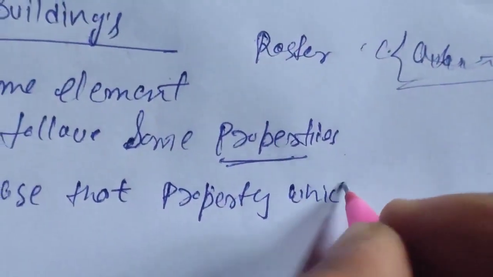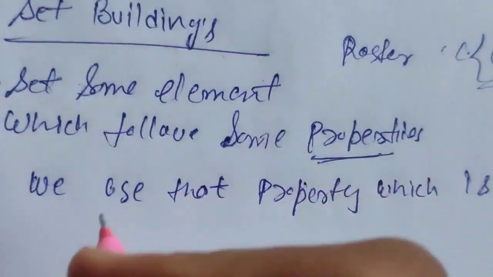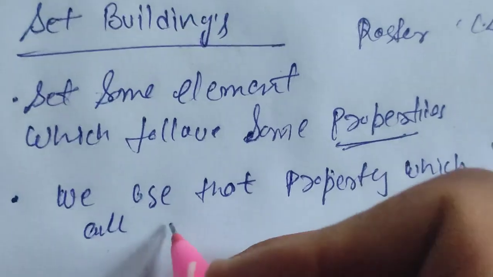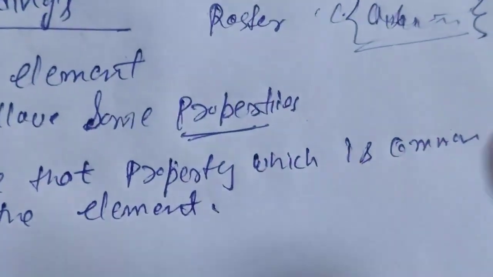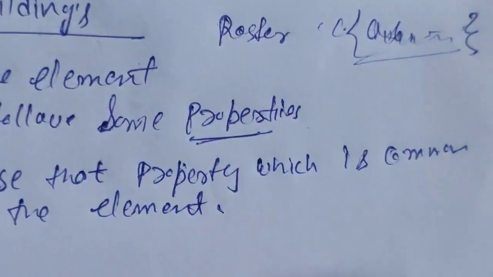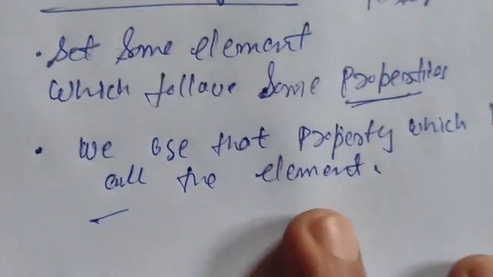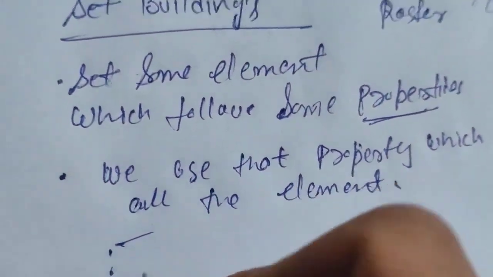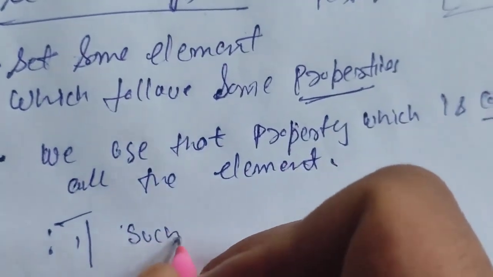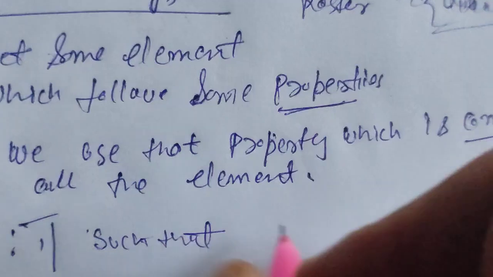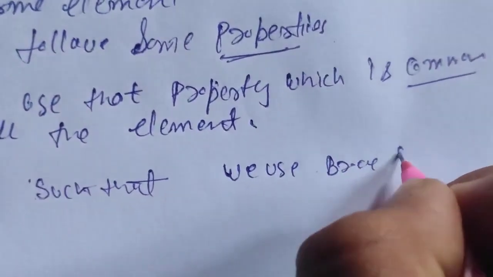The property which is common to all the elements. So this common property we find, and then we write it in this form. In the notation, we use a bar, which is called "such that", and we use curly braces.